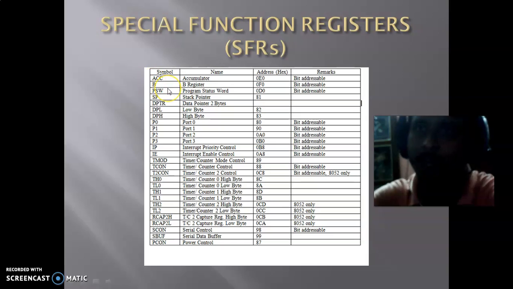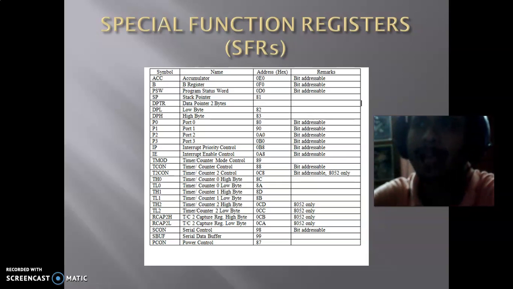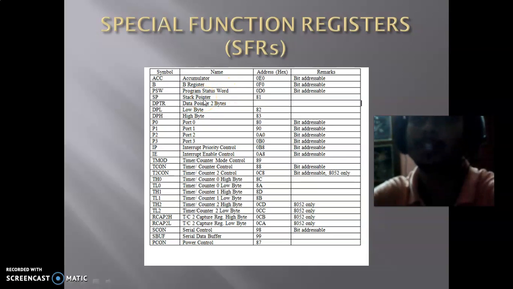And PSW I already discussed, and this is also a special function register, and its address is 0D0. That is also bit addressable, so we can address a particular bit, we can set or reset a particular bit of this PSW register. And we have the stack pointer. This is not bit addressable, but this is a special purpose register. This is an 8-bit register in which the stack address of the RAM is stored. So to point to the particular stack, the stack pointer register is used.